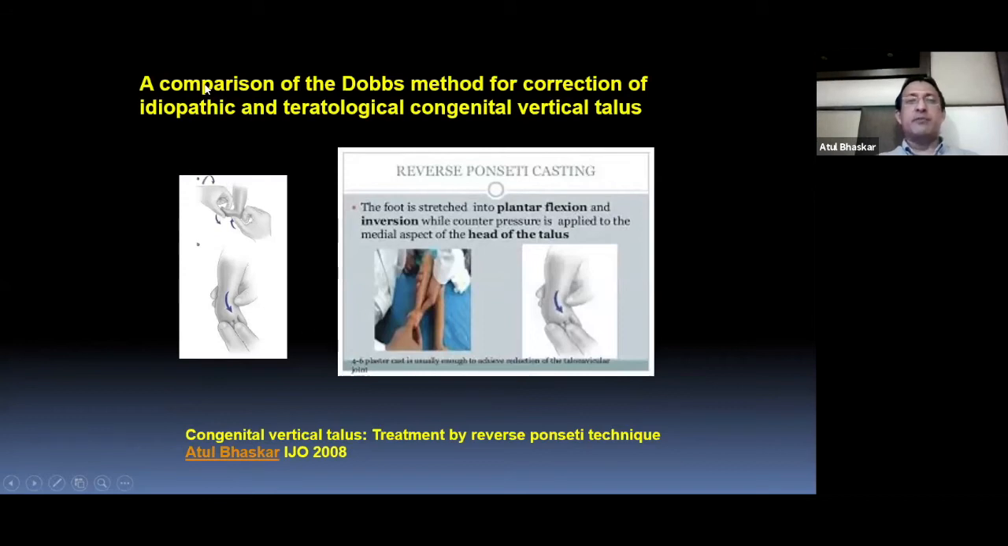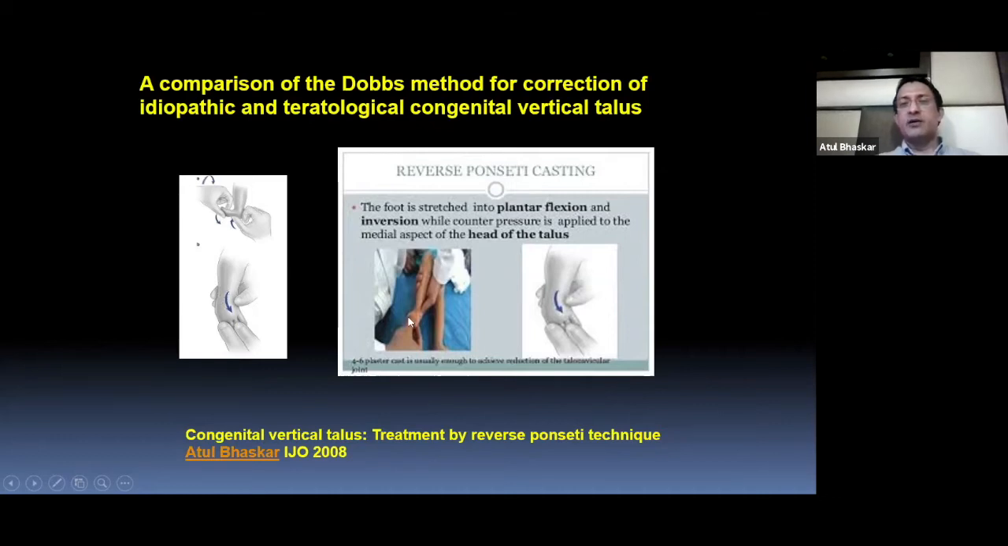This was described by Dobbs, and we also published almost 12 years ago what is called the reverse Ponseti technique, where you actually manipulate the foot. So you're not touching the heel, you're basically trying to get the foot supinated and inverted, and you push the talar head upwards. Now this is very good for the idiopathic vertical talus, but it may not be very effective in a syndromic child. But the advantage of stretching is that you will stretch the lateral capsule and the lateral peroneal tendon, and that can avoid releases on the lateral side.